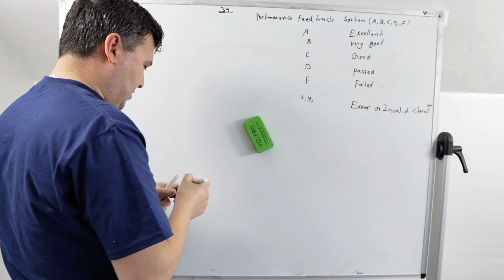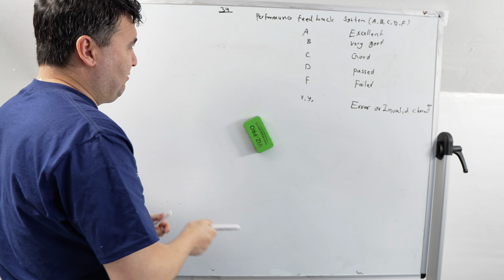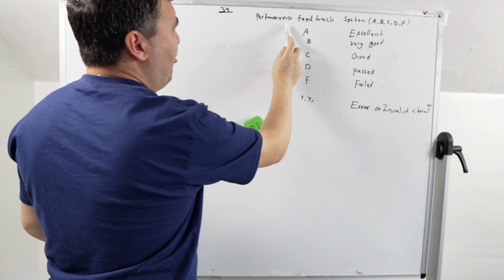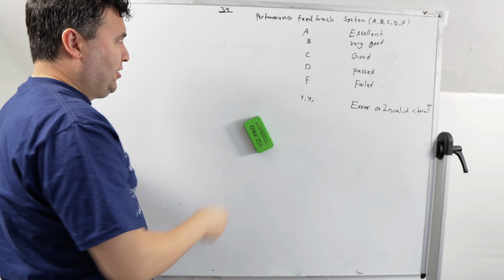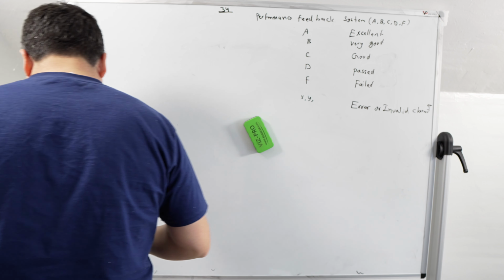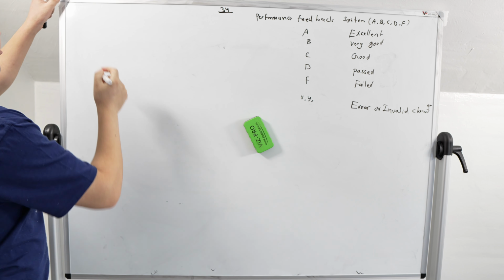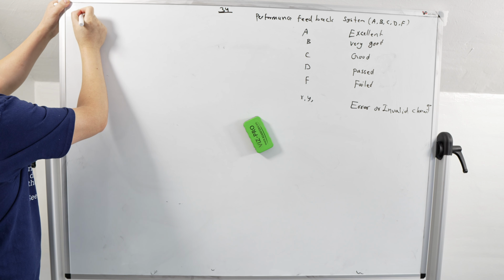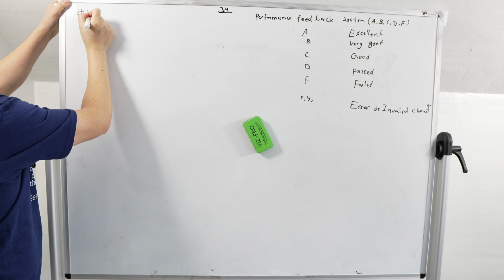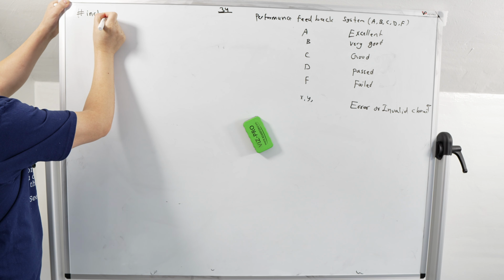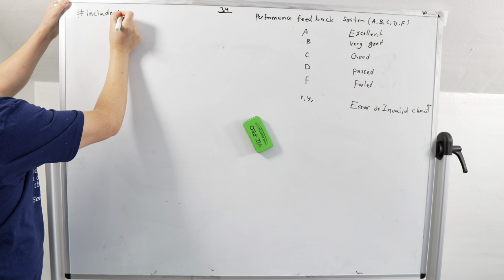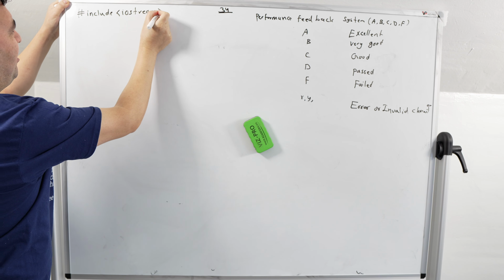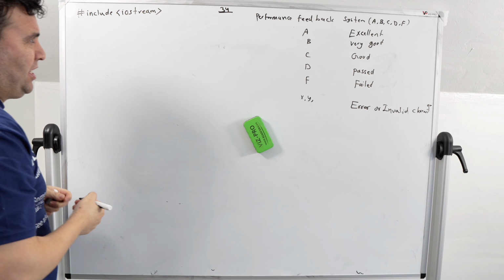So this is what we have to write. We should write this program, and it's called performance feedback system. So let's write this program using C++. We start by including first our iostream library. So hash include iostream. And this is the library which is used for cin and cout.